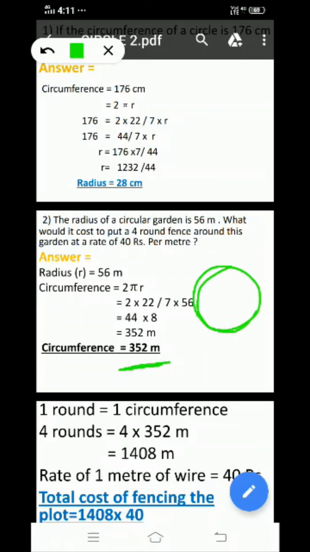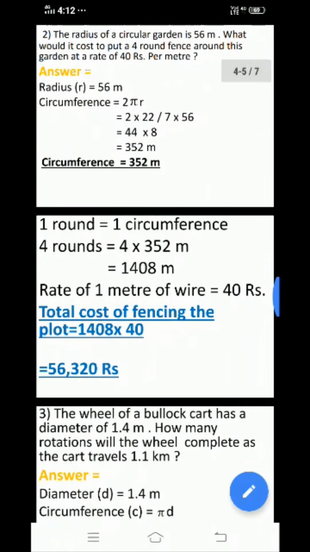Circumference and 1 round fence are the same. One round means one circumference, and we need 4 rounds. If they give you the value of one thing and you want to find out the value of many things, we do multiplication. So you have to do the multiplication here: 352 meter multiplied by 4, and the answer will be 1408 meter. Next is what they have mentioned.